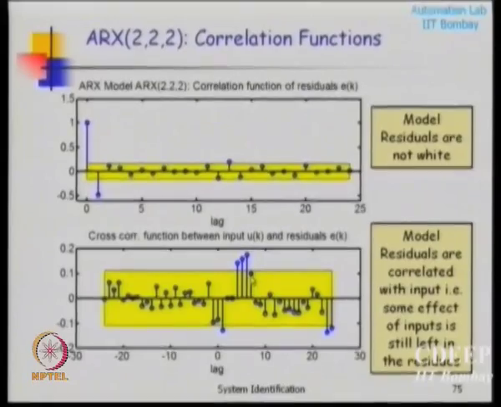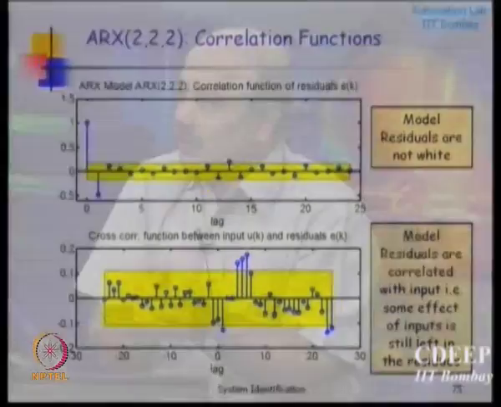What about cross correlation? EK and UK are correlated. So some effect of UK is still left in EK. Your model residuals are not completely white. You cannot accept this model, even though visually the match looks very good. But I do not accept this model.